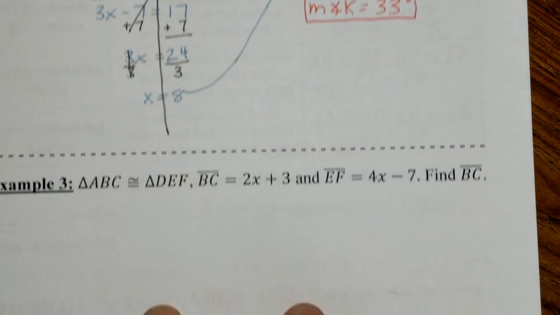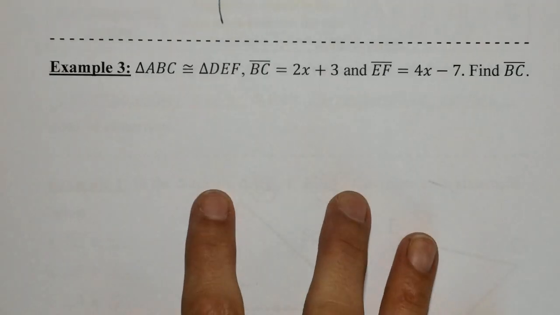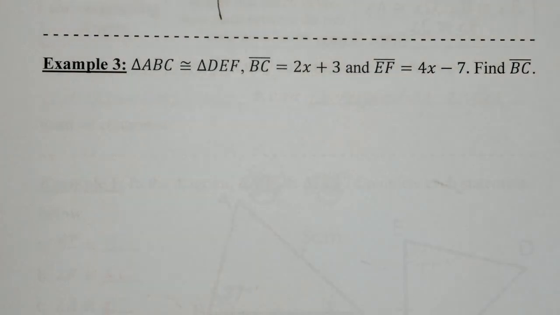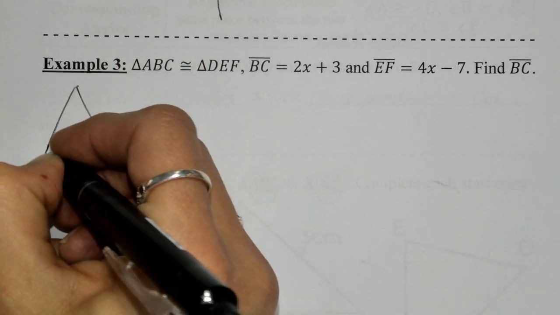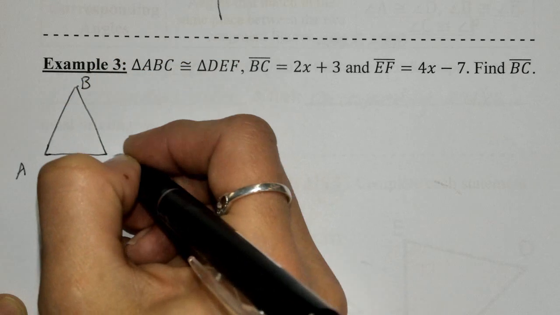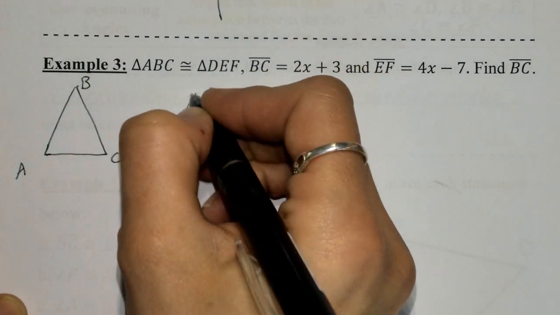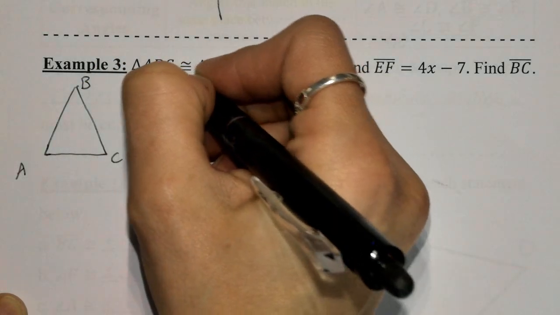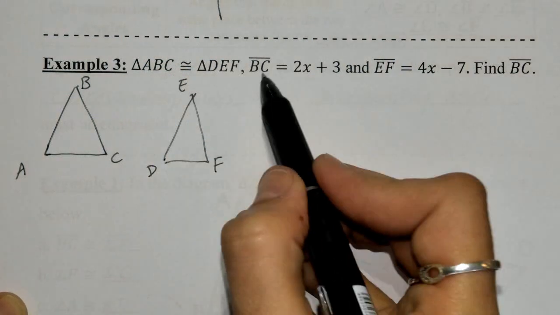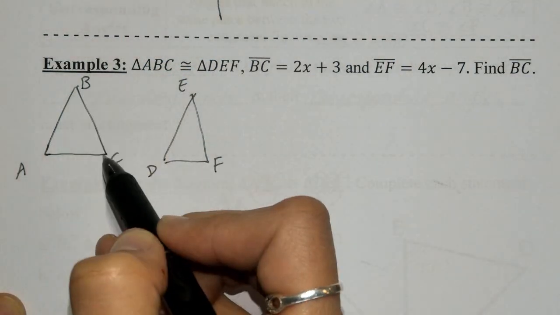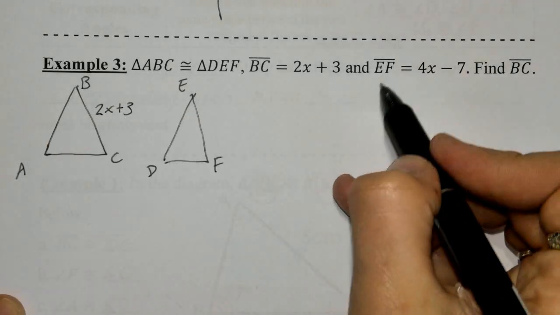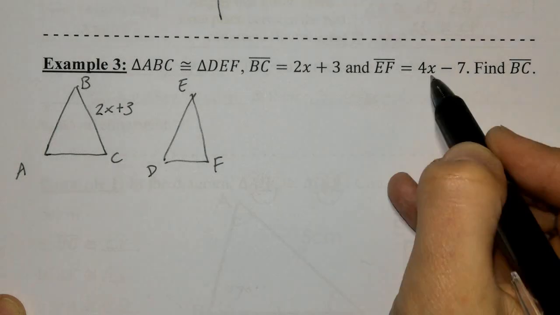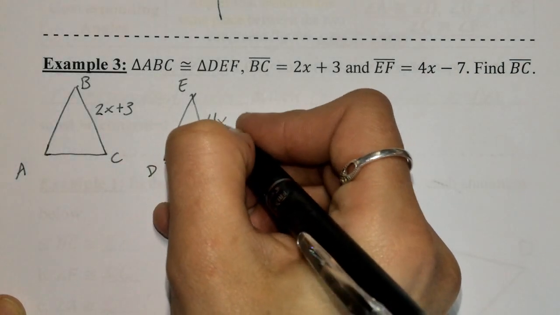I'm going to show you something else here. Now that we are looking at segments, I'm going to draw these triangles out. You could always draw these triangles out. I'm going to draw in triangle ABC. Okay, here's A, B, C, and triangle DEF. These are really nice triangles, right? Segment BC right here is going to be 2x plus 3. Segment EF right here is going to be 4x minus 7.